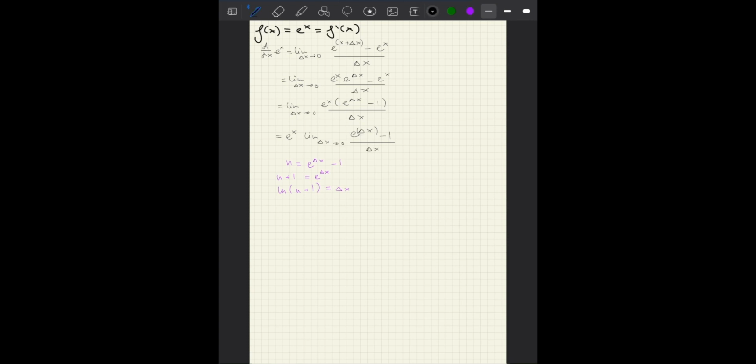And now, to rewrite the limit, we can have our limit equal to e to the x, the limit when delta x approaches 0, which equals to n, right?